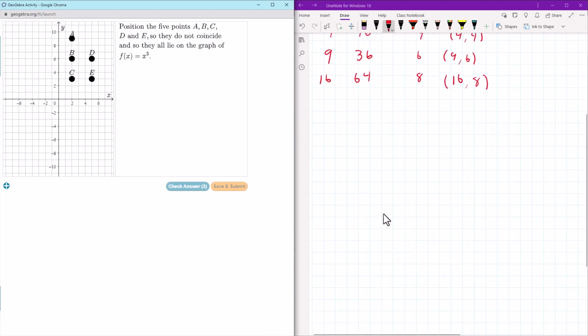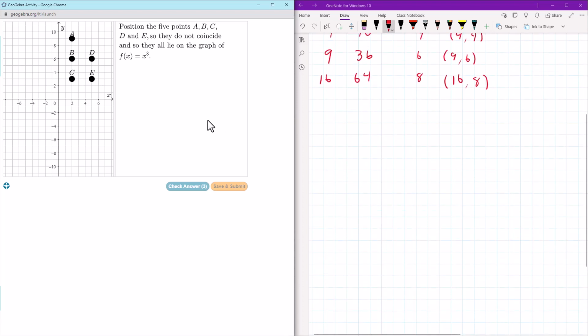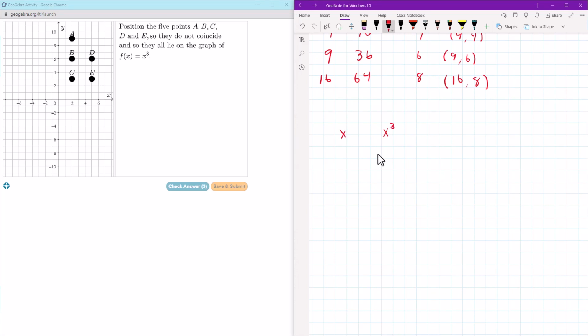Or I'm sorry, f of x is equal to x cubed. So we basically have x, and then we have x cubed. Now an obvious one would be x is equal to 0. When x is 0, x cubed is 0. So we can take a and put that there.